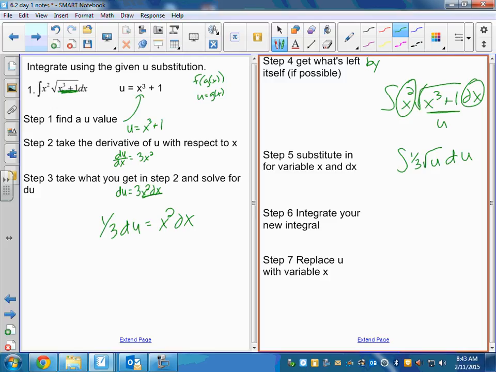The idea is you can integrate this now. Do you know how to integrate that? I'm going to put my 1/3 out front. That's u to the 1/2 du. That would be step 6 here: integrate your integral. And what would the answer be? 1/3. If I add 1 to this, that would be u to the 3/2 divided by 3/2, which is the same as multiplying by 2/3, plus c.